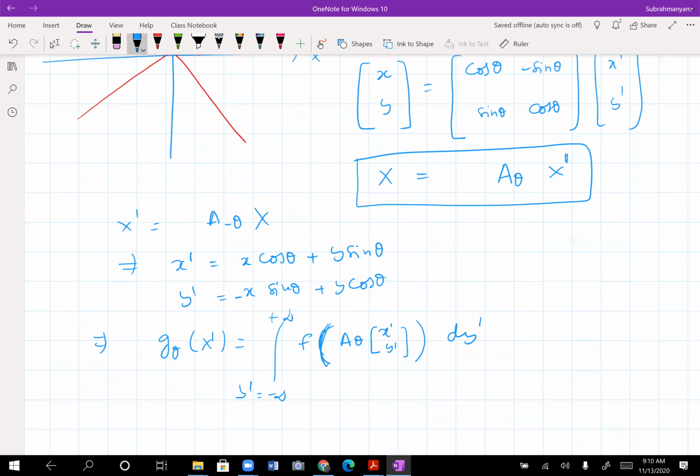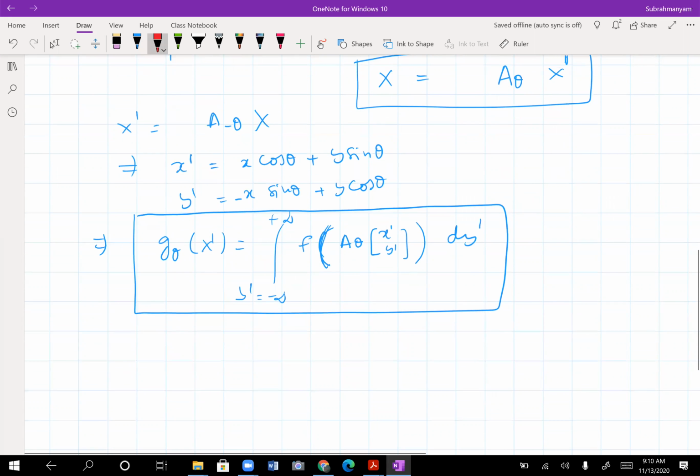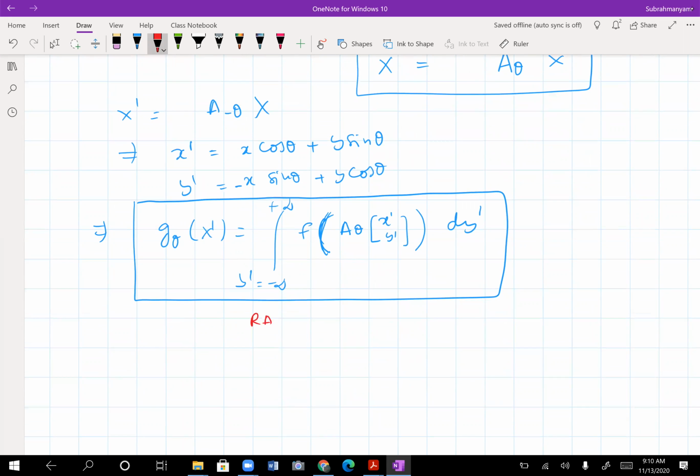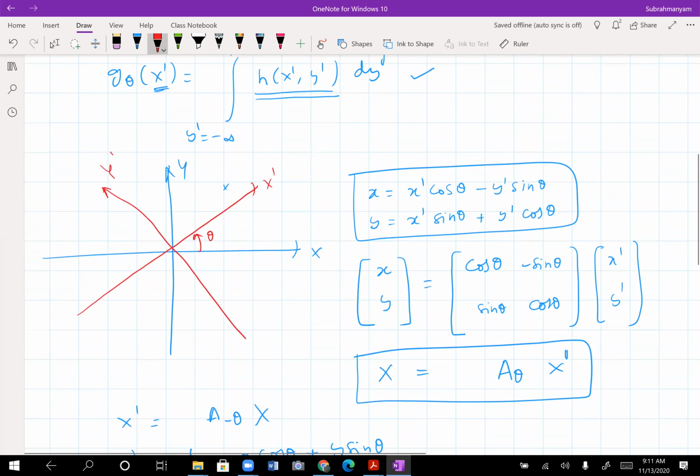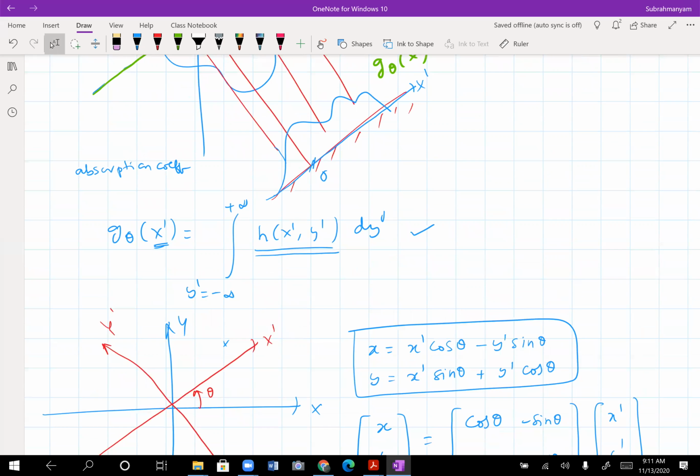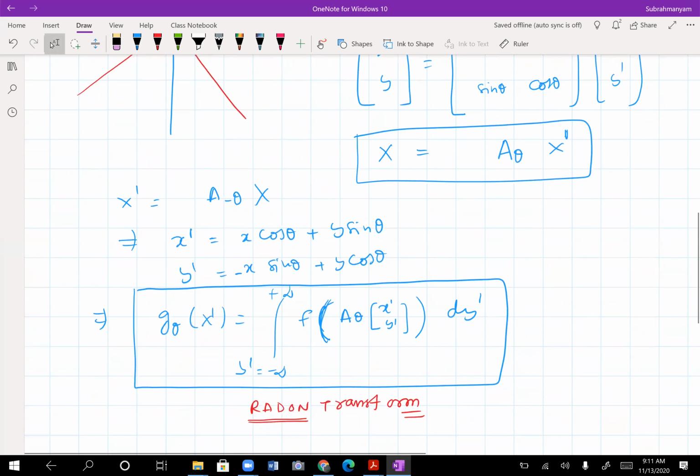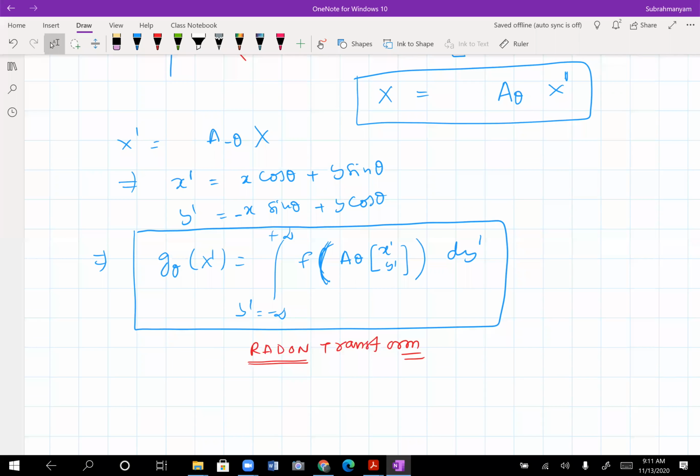What is this known as? Radon transform. Right, a very important transform, found sometime around 1917 by a person by name Radon. Later, this turned out to be a very important relationship for CT and all these projections. Okay, this is the equation giving you the projection details, right?